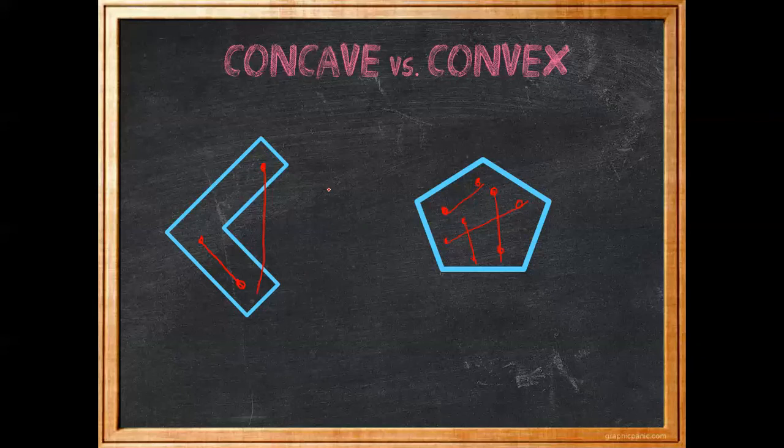Now, I really don't have to do this. Usually, if you just look at it, concave, think about something caving in. Usually, that polygon is going to have a caved-in edge. And a convex polygon is not going to have that concaved edge.